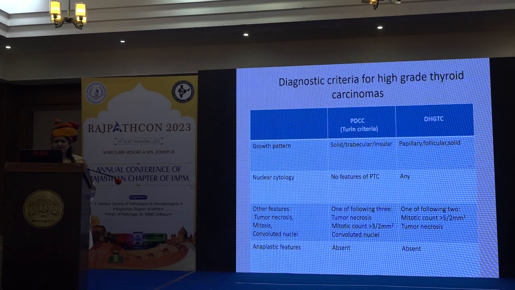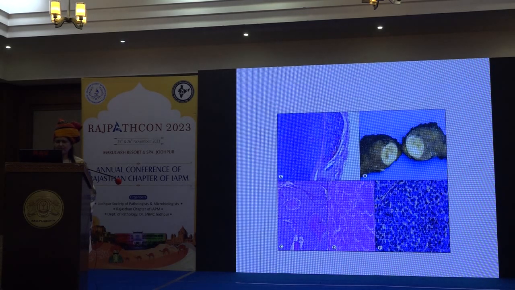Then the nuclear cytology: in poorly differentiated there are no features of papillary thyroid carcinoma, whereas in differentiated, which is the reason we call it differentiated, it may show follicular or papillary nuclear features. And other features, as I discussed previously about grading, that is tumor necrosis, mitosis and convoluted nuclei, will be present in PDTC, and one of the following will be present in differentiated high-grade. Whereas anaplastic features will be absent, that is the reason we have included these two categories under high-grade follicular carcinoma.